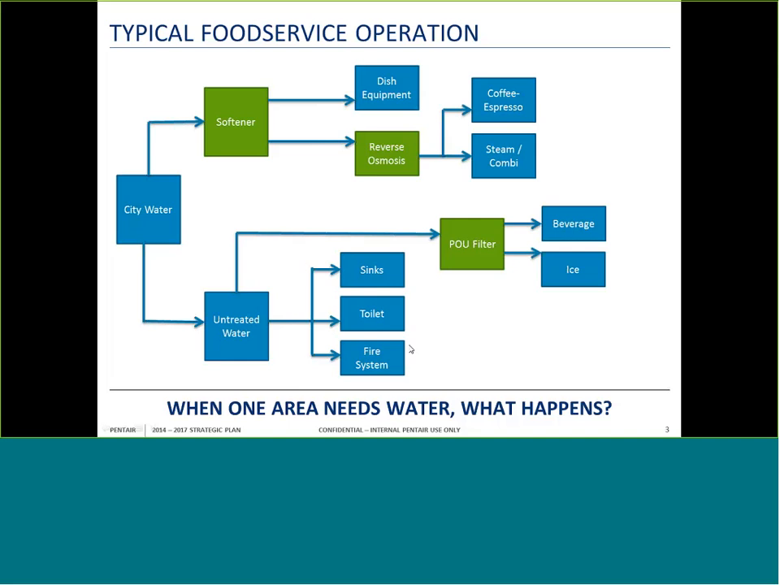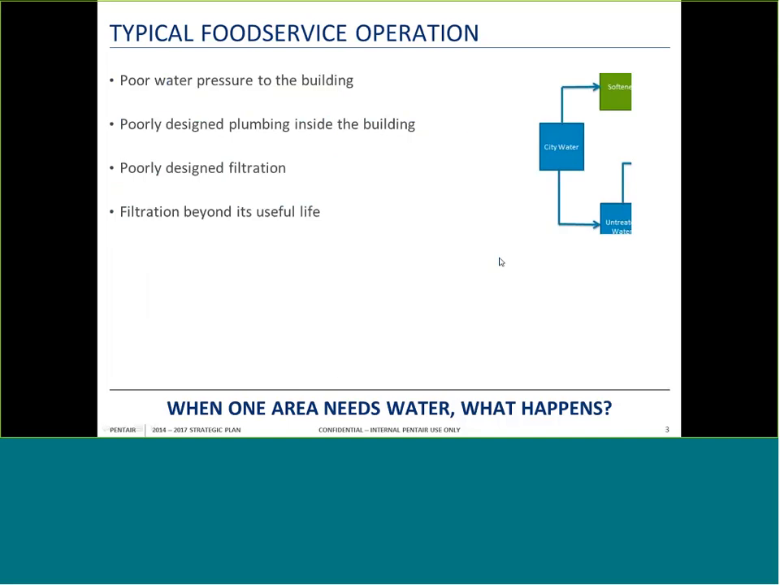Well, you can have just low water pressure to the building. Chicago is notorious for having low water pressure in buildings, down around the 20s, and quite often there are booster pumps in the buildings to boost the pressure. The other thing is just maybe undersized plumbing. Poorly designed plumbing inside the building can lead to restrictions in that flow.